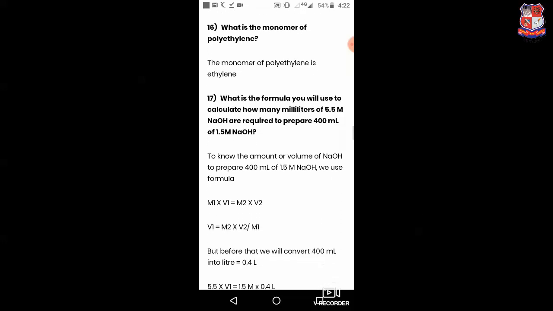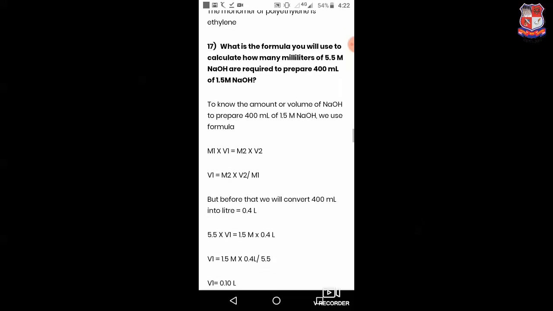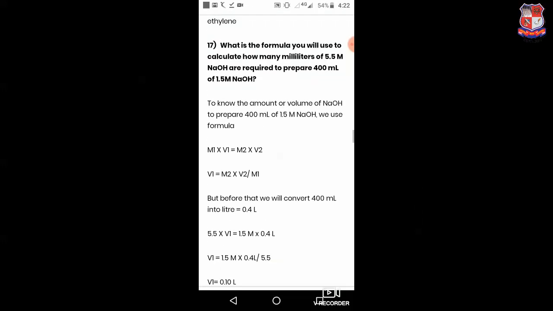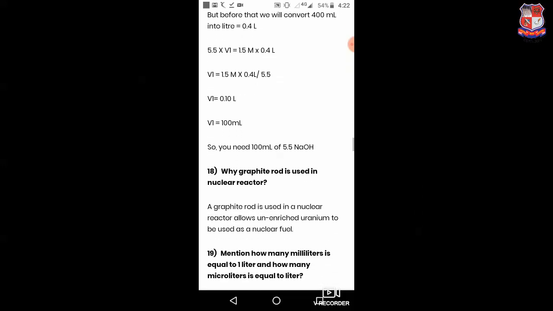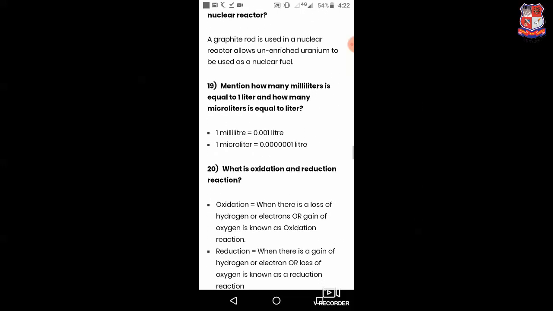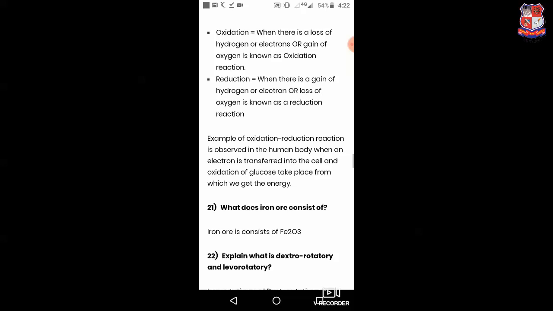So these are several questions which may be asked by the examiner, and this kind of calculation is also asked. So these kinds of questions have to be prepared by the student.